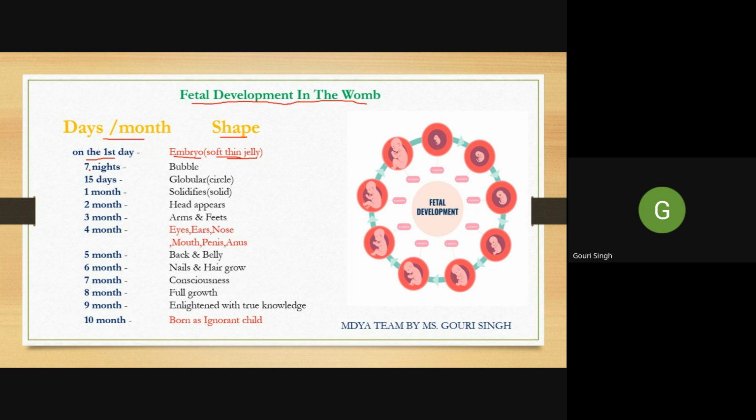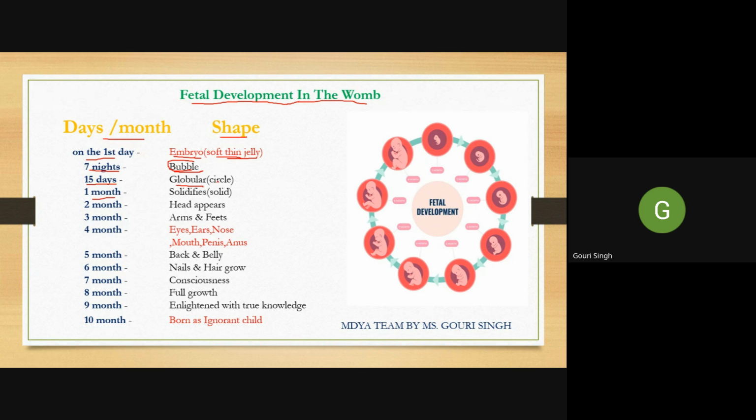Okay, and after the seventh night, it will be formed as a bubble. So the embryo will take a bubble form or bubble shape after the 7 nights. What happens at 15 days? At 15 days, it will be formed in a globular shape. Globular means a circle form. First it is the embryo, then the bubble, then after 15 days it makes a globular or circular form.